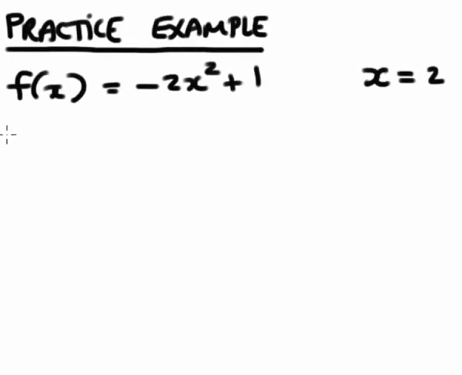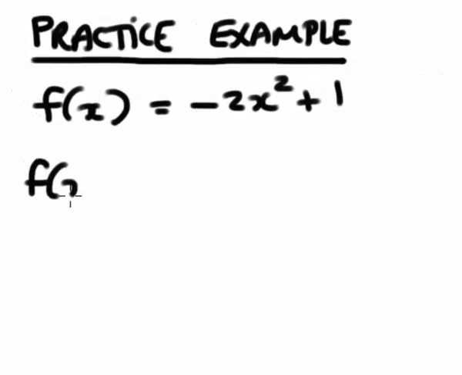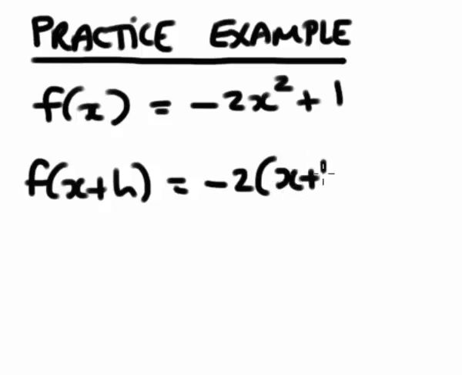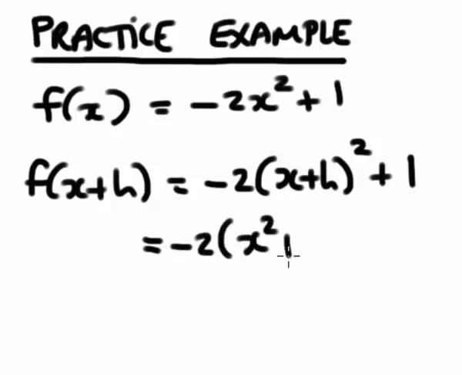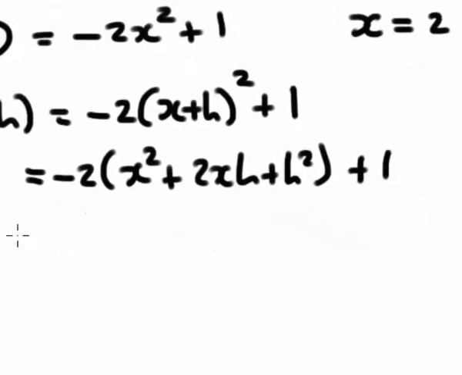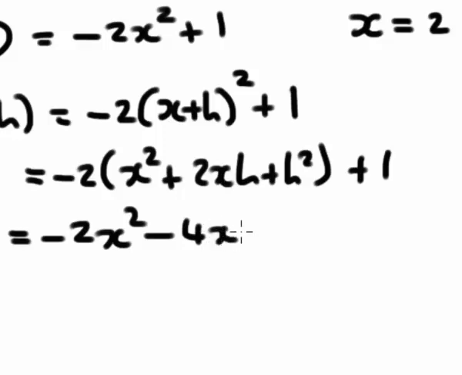Okay, let's see. What's the first thing we need to do? We need to work out f of x plus h. So this is going to be negative 2, and we add an h to this x as well. Keep the brackets there. And then let's multiply out. Minus 2 into x squared plus 2xh plus h squared, plus the 1. And then multiplied in: negative 2x squared minus 4xh minus 2h squared plus 1.